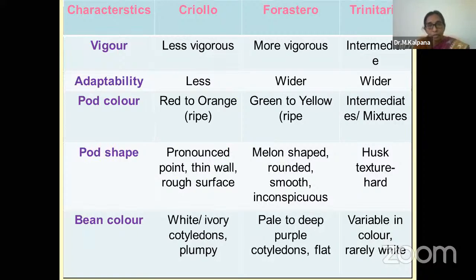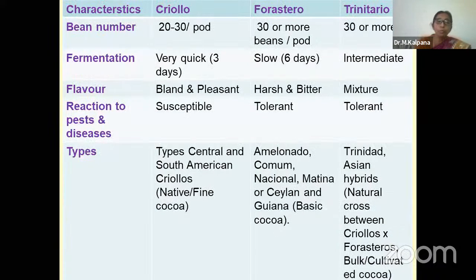Here the differentiation has been given. This was already explained by Dr. Padma, so I am not going into more detail. But the bean number in Criollo is very low, whereas in Forastero and Trinitario it is more than 30 beans per pod. Fermentation is very quick in Criollo, slow in Forastero, which takes almost 6 to 7 days, whereas Trinitario takes only 5 to 6 days. Coming to flavor, Criollo has a mild and pleasant flavor, Forastero has a harsh and bitter flavor, whereas Trinitario has a mixed flavor of both.